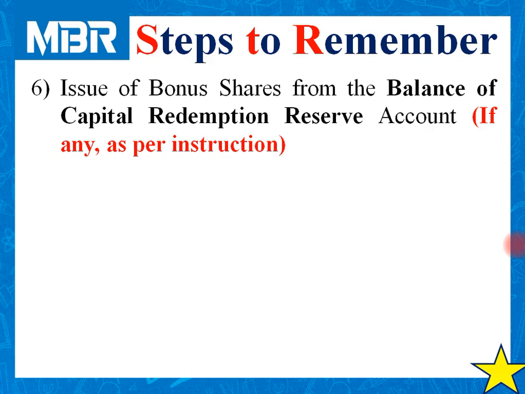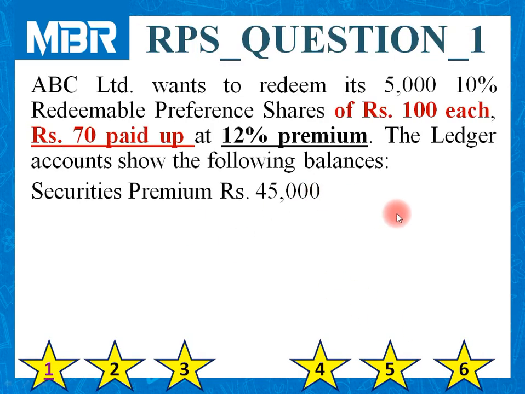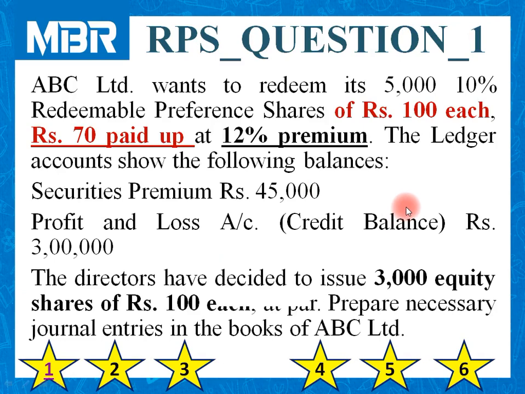Security premium account debited 45,000. Profit and loss account debited 15,000 to RPS redemption premium account 60,000. Explanation is given in yellow color part. Format of journal entry is given in blue color part for your reference. But I have explained the entire calculation in a practical way, so it's very easy for you to understand step number 4.